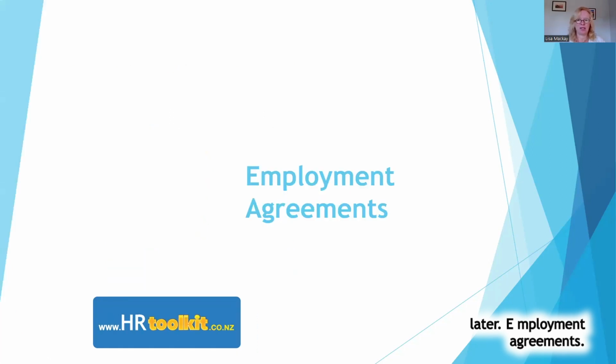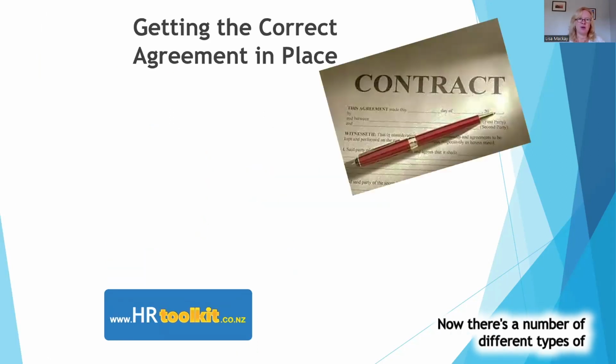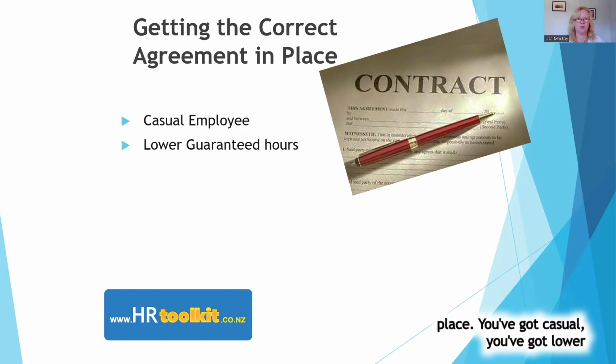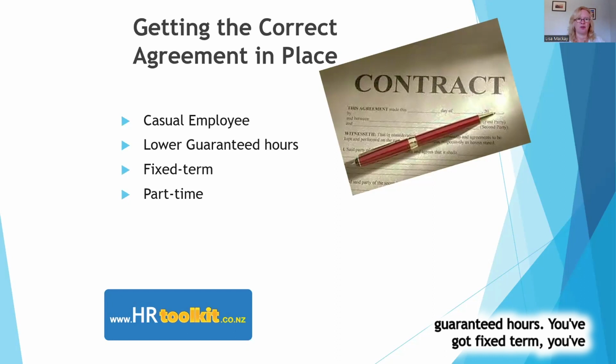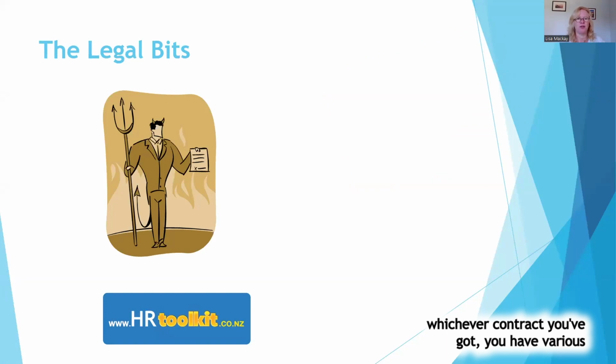So, employment agreements. Now, there's a number of different types of employment agreements. So you need to make sure that you've got the right kind of contract in place. You've got casual, you've got lower guaranteed hours, you've got fixed term, you've got part-time, and you've got full-time. So whichever contract you've got, you have various legal bits that have to be included.